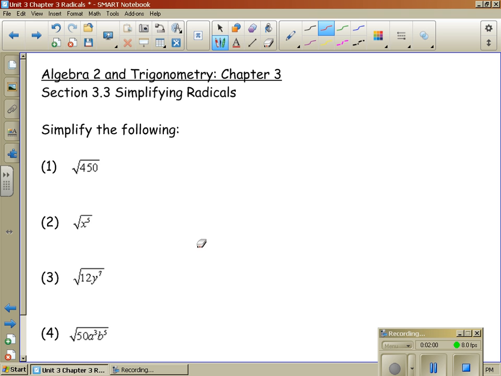So simplifying radicals. You can break it down to a square root, a perfect square, and then whatever it's being multiplied by. But if you don't know what is the biggest perfect square that goes into the number, you can simply just break it down to factors. So 450 is 45 times 10. Keep breaking it down. 45 is 9 times 5. 10 is 5 times 2.